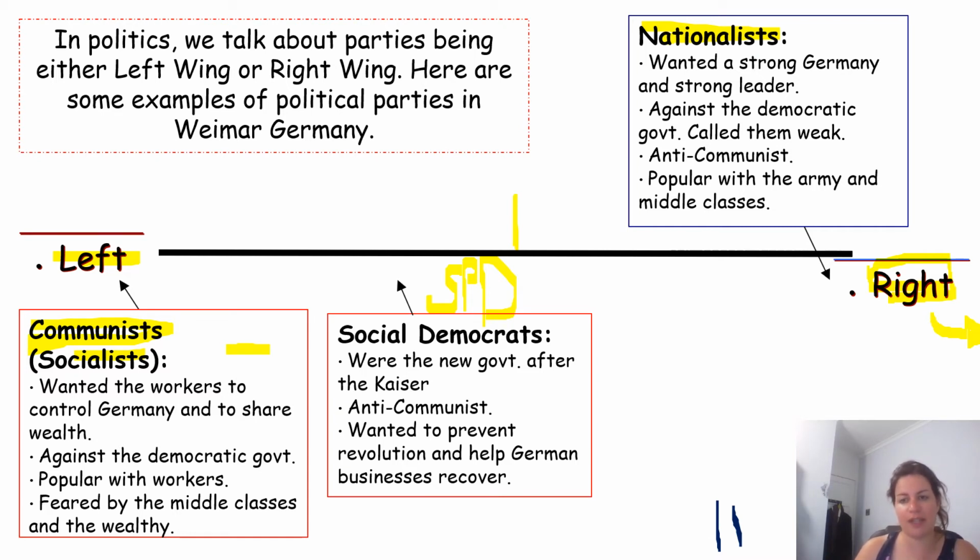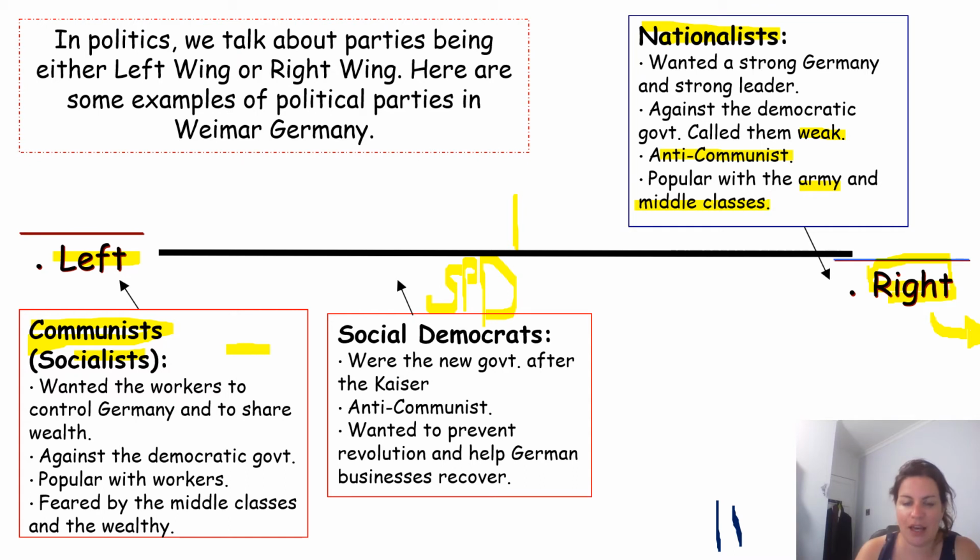So they were obviously upset that Kaiser Wilhelm had gone, because that was the kind of thing that they liked. A strong leader, having strong ideals, wanting to create a strong Germany, just like Kaiser Wilhelm II wanted. That was kind of their ideal. They were against this democratic government. They called them weak, and so they didn't want to support them. They were anti-communist as well, so they had some common ground, and they were very popular with the army and also the middle classes.